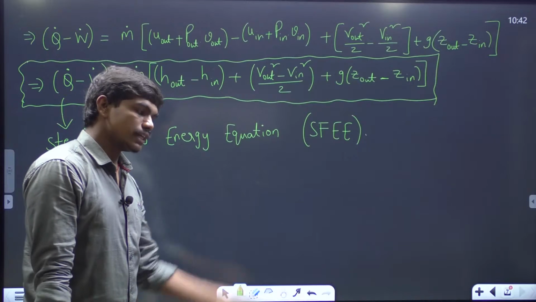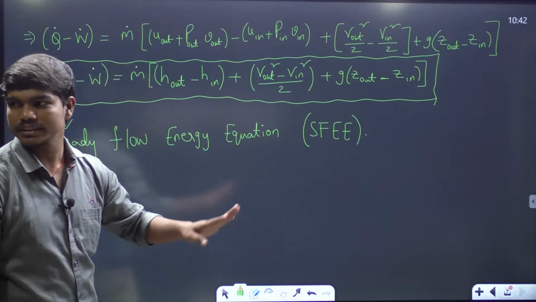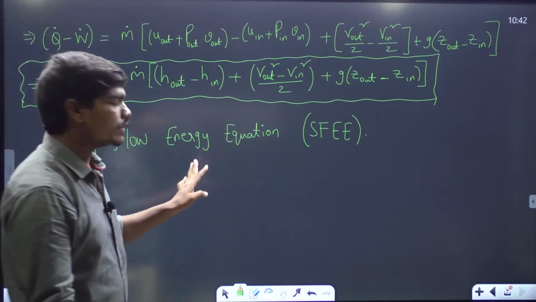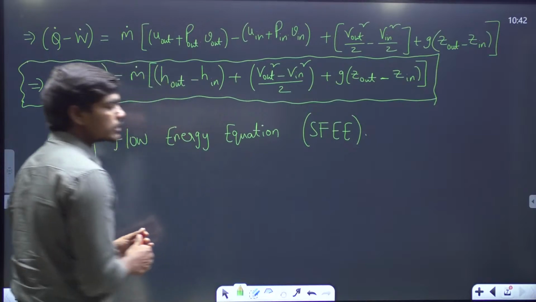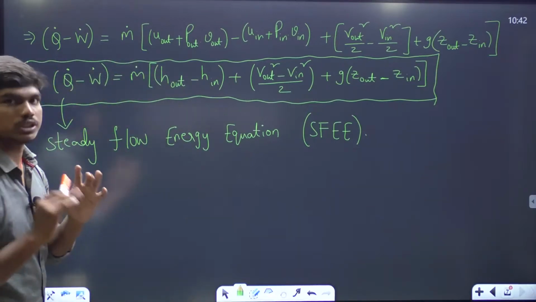Okay, so we'll see a lot of applications of steady state devices now. What are the applications? Like nozzles, diffusers, turbines, compressors, everything we'll see. But for the time being, did you all understand this equation? If you understand this equation, I would like to show you something here. Let us suppose the system is closed now.